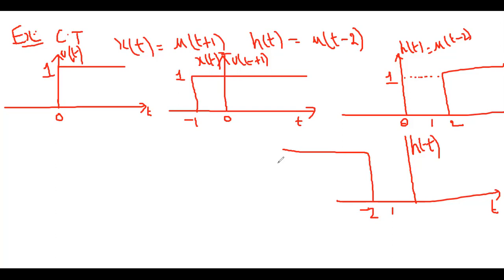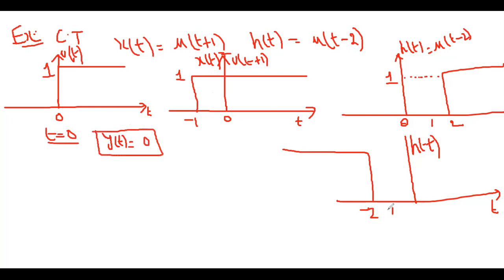Now multiply these two. There is no overlap in the multiplication here. It starts at minus 2 and it starts at minus 1. There is no overlapping. So at t is equal to 0, what is y of t? Y of t is also 0 because there is no overlapping.